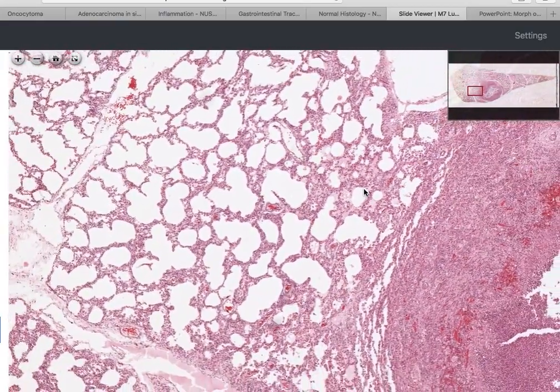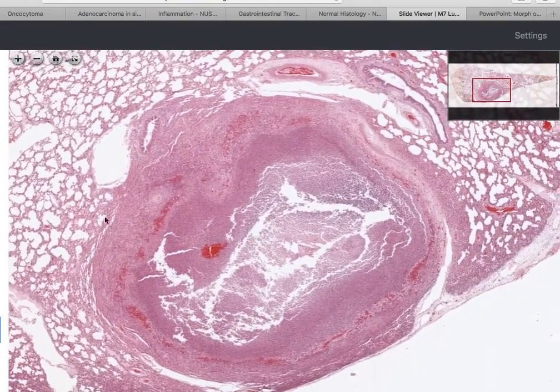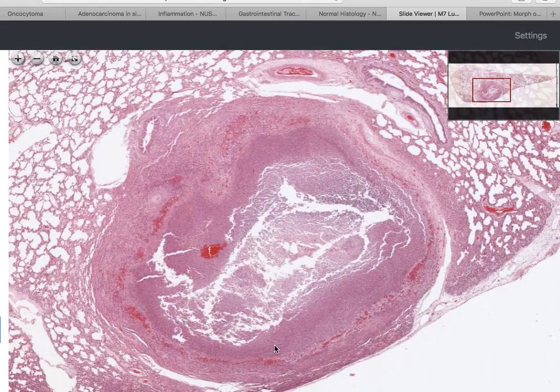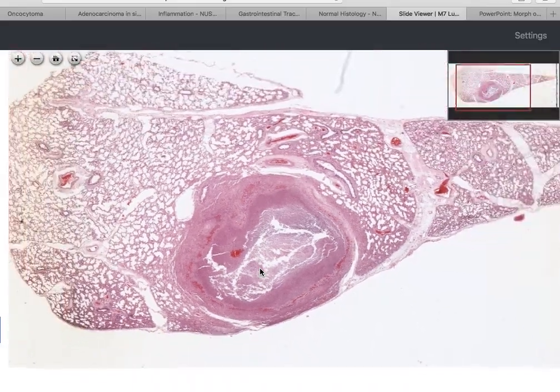But for this particular slide, I want to draw your attention to this fairly circumscribed lesion within the parenchyma. There is an impression of a wall surrounding it that demarcates the lesion from the background lung parenchyma, and then the center contains a slightly loose collection of cells in the middle. So what is this made of?